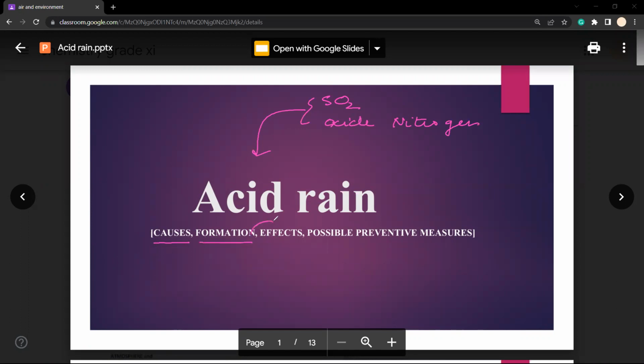Now let's talk about the effects of acid rain and what the possible preventive measures are, because this is what they expect us to know: the effects and the remedies. So this is what we will be studying now: the effect of acid rain and how we can reduce the impact. What are the remedies for that? Okay, let's proceed.